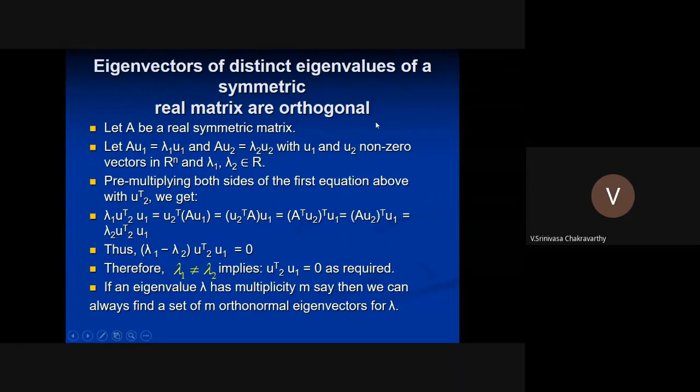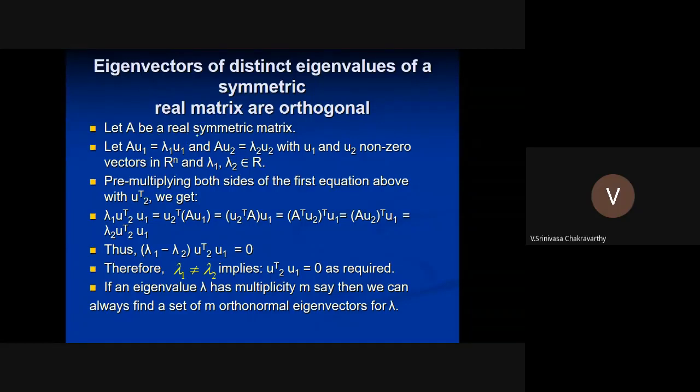The eigenvectors of distinct eigenvalues of a symmetric real matrix are orthogonal. Therefore, the eigenvectors of a symmetric matrix can be used to form an orthogonal system, and you can use a set of such eigenvectors to construct an orthogonal matrix. We'll see that in a minute. In general, eigenvectors of a square matrix need not form an orthogonal system. That is assured only for a symmetric matrix.